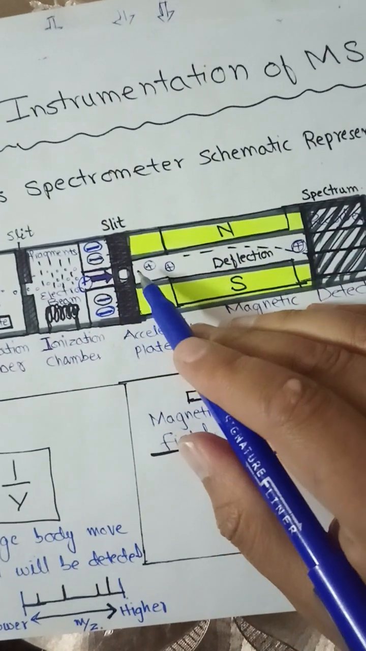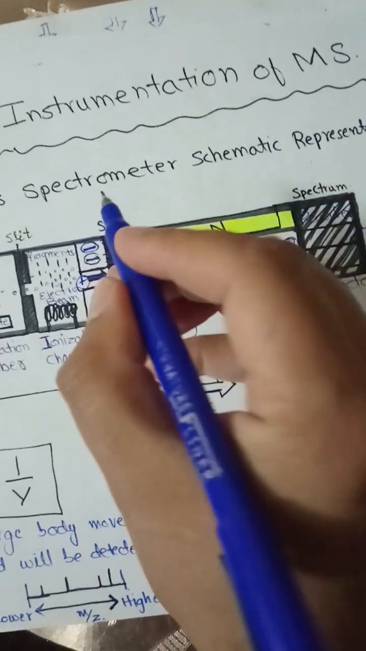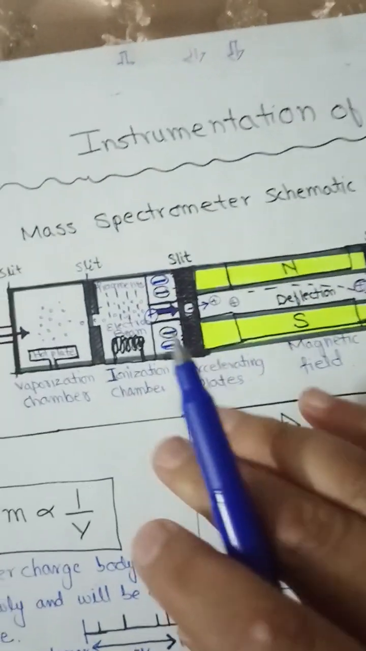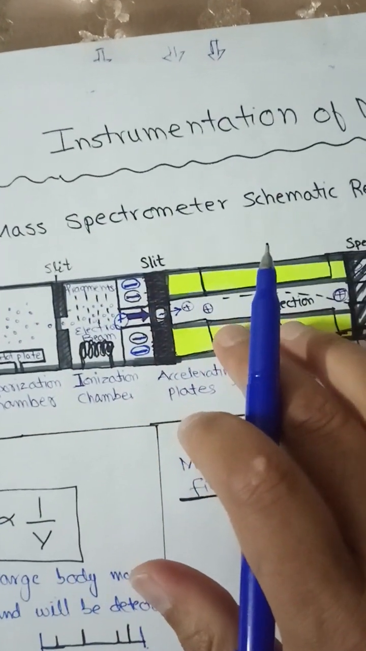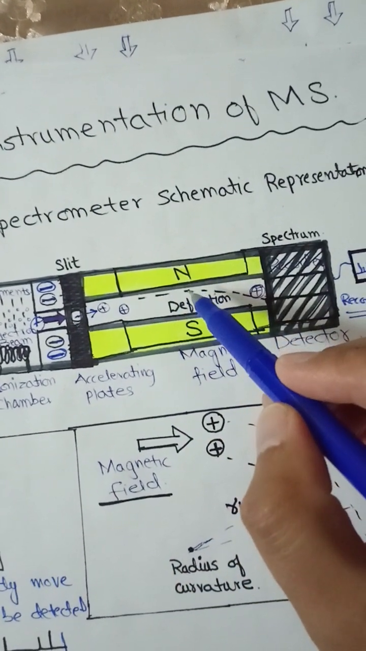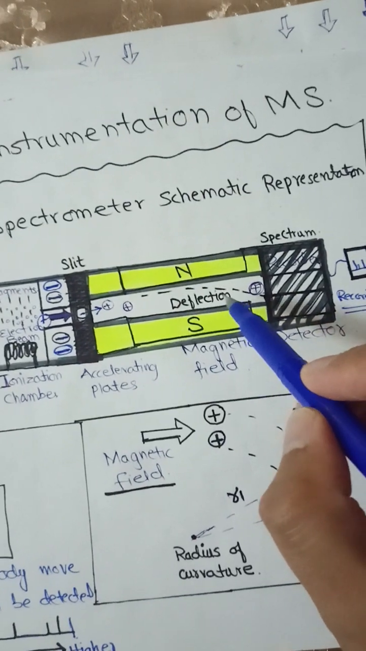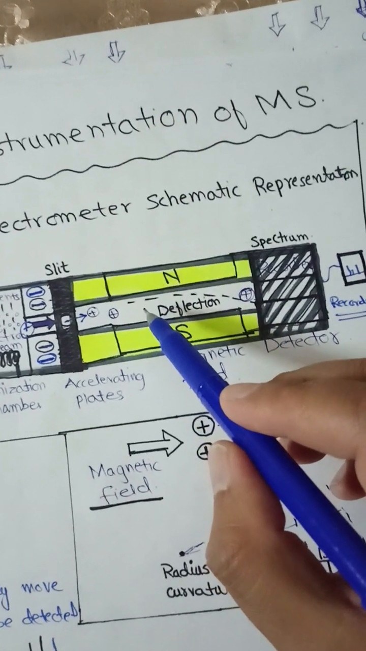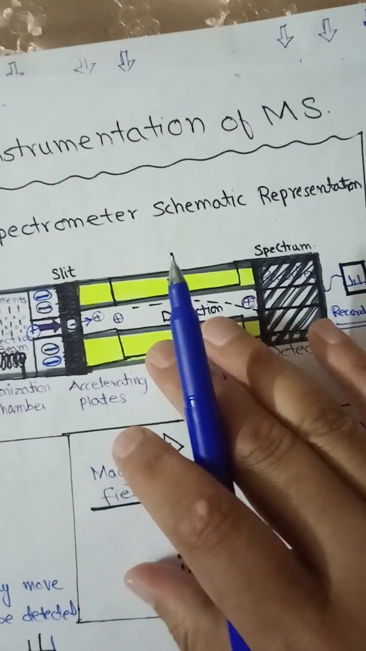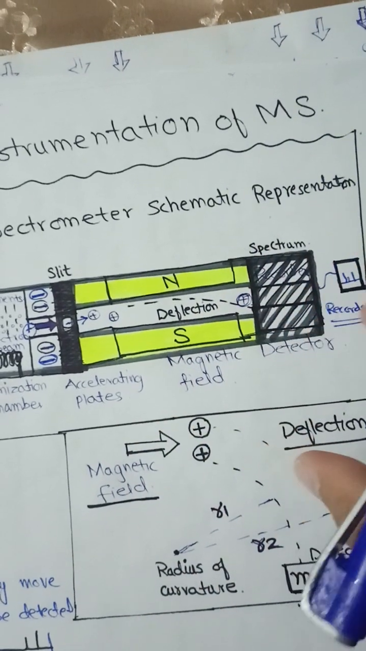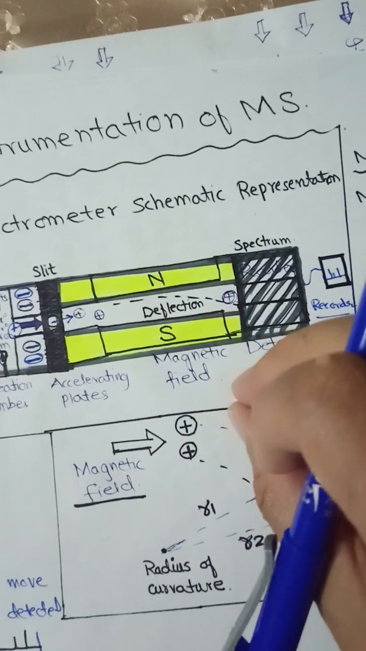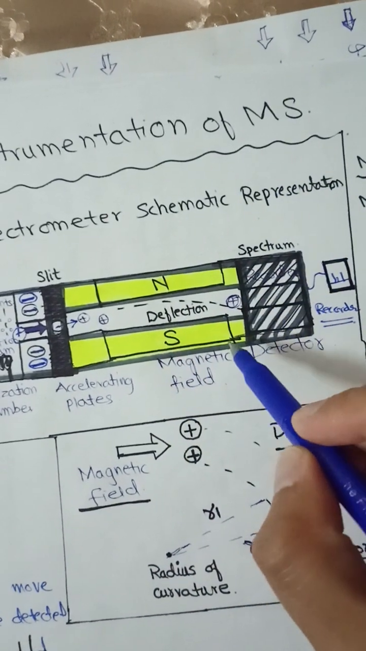and these charged bodies will move through the slit and enter the deflection chamber, and all this process occurs in a vacuum or very low pressure. Then these charged bodies, when they pass through the magnetic field, are deflected depending on their mass and charge. So both of these are important: what is the mass of that molecular ion, and what is the charge on that particular molecule.